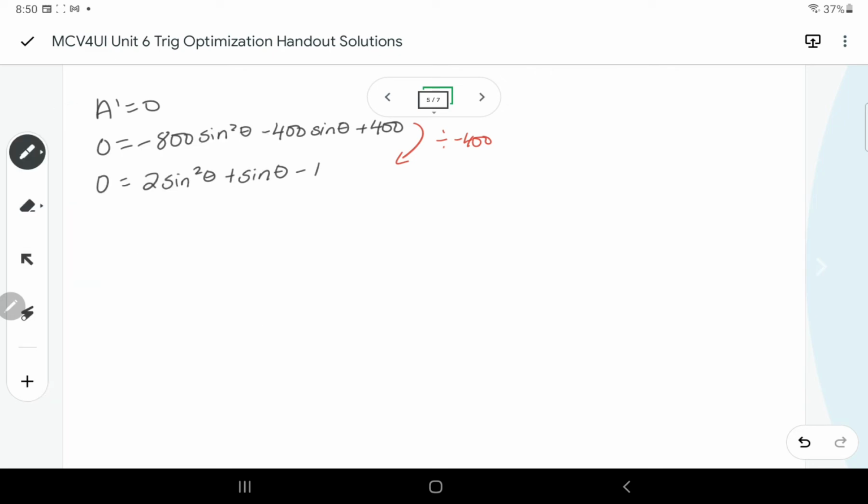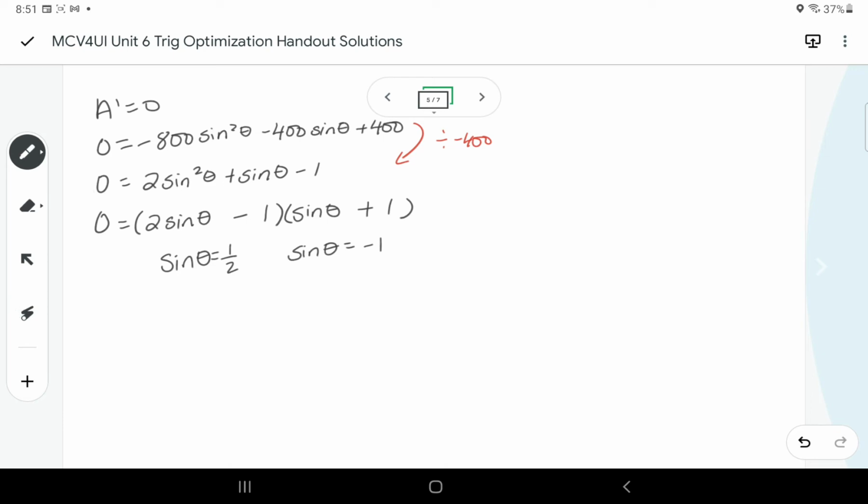Now I have a quadratic trig expression and I can factor that. So that'll be 2 sine theta there and sine theta. And I know I'm going to have a 1 and a 1. I just have to figure out which is negative and which is positive. I want to end up with a plus sign in the middle. So that'll be plus and that'll be minus. So this is where sine theta equals 1/2 or sine theta is negative 1.